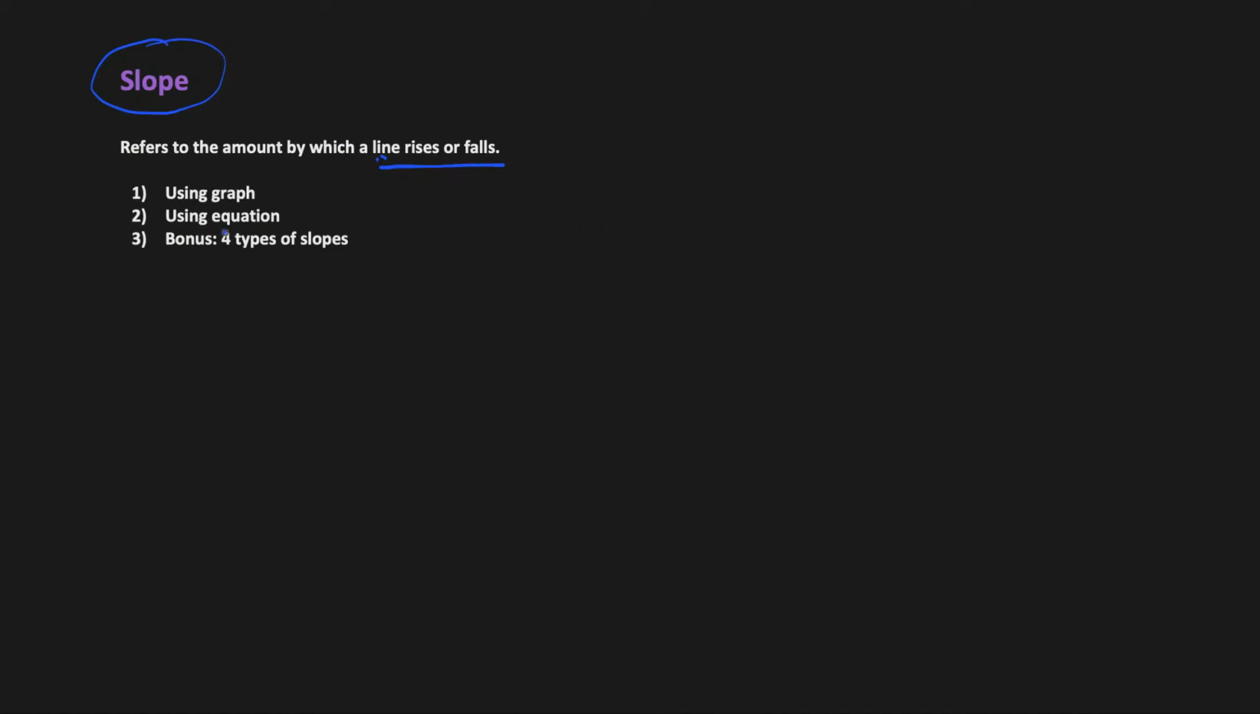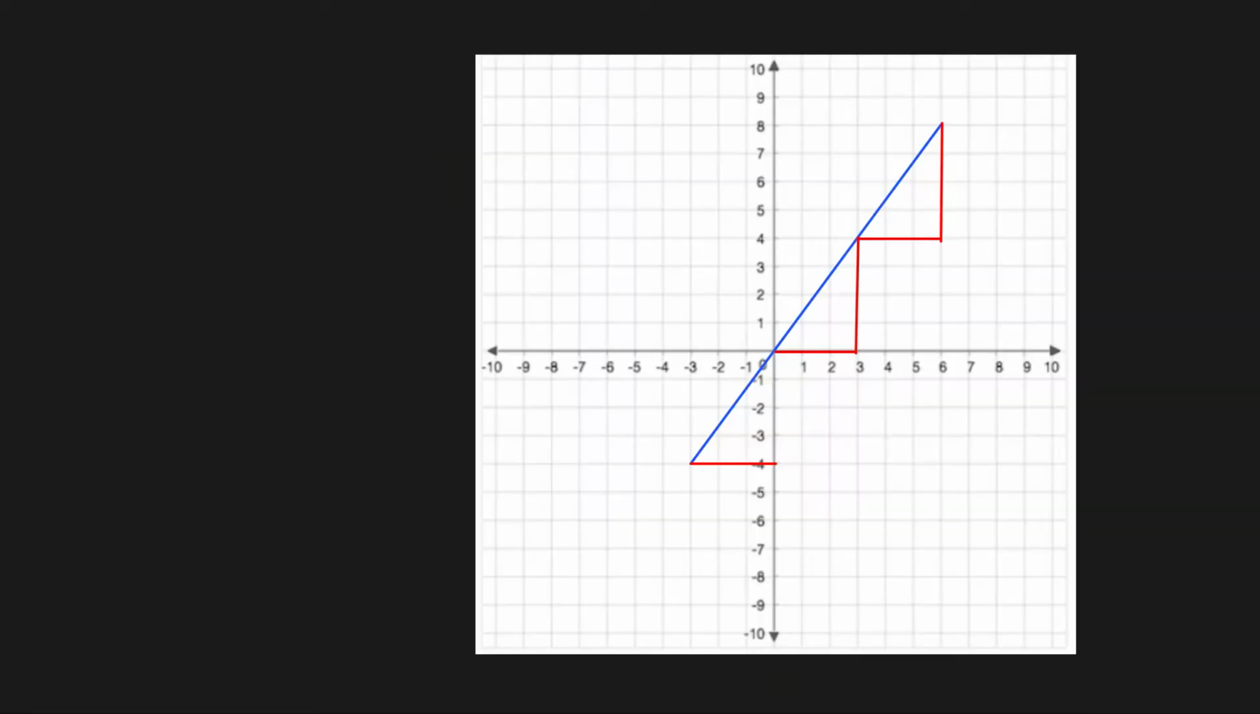Now in this video we'll look at certain things. One, we'll look at how to solve for slope using a graph, an already given graph, and then we'll look at how to solve for slope using an equation. And then the last part of the video is a bonus where we'll discuss 4 different types of slopes. Cool. So let's look into the first step, which is finding a slope using a given graph.